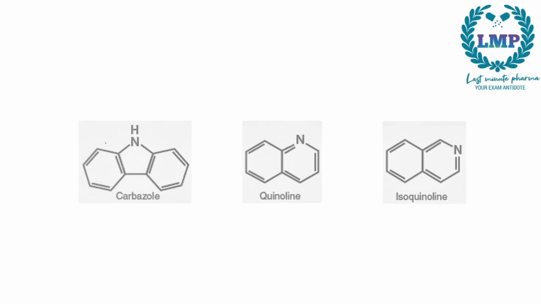So next up we have carbazole. Carbazole is a mixture of two benzenes plus a pyrrole. Now a quinoline is a mixture of one benzene plus one pyridine. And then isoquinoline is just the nitrogen transferred from here to here. So if it's in this position, we will call it isoquinoline. Otherwise, if it is in this position, it would be a quinoline ring.